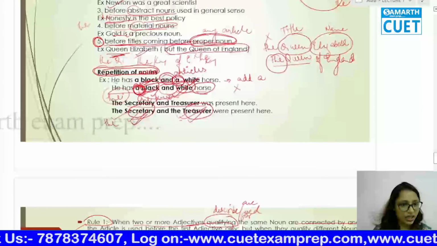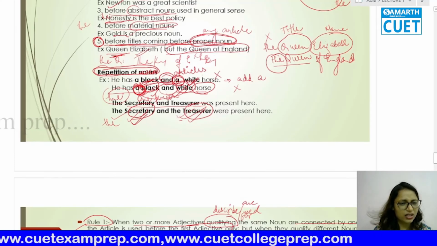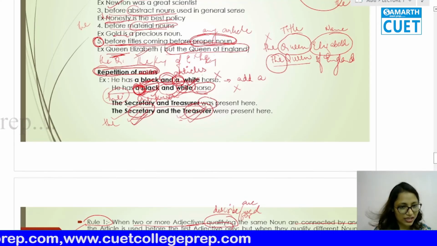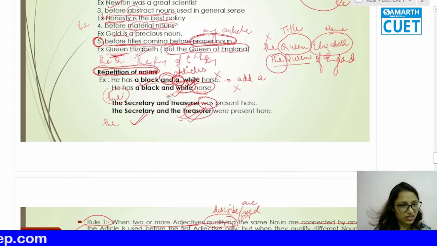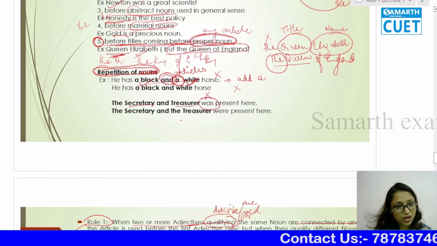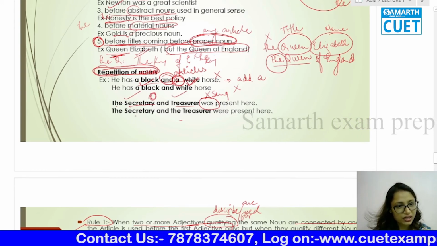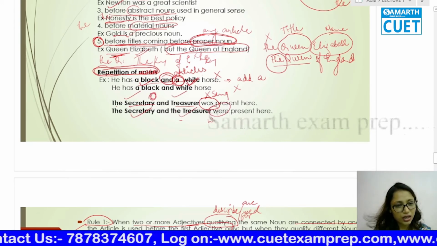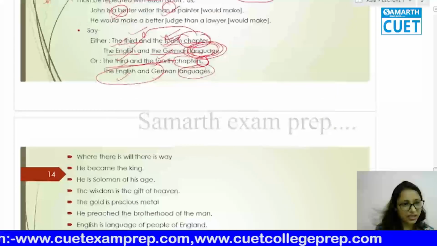Here, if you see, he has a black and a white horse, because we are using a, here we cannot say... but you see from this example, the secretary, just wait a minute, I'll just rub something off to make it clear for us. Okay, so let's see here, the secretary, the treasurer was, we were using a singular verb, because here the means only one singular person. The secretary, the treasurer, we were using a plural verb. Okay, so we will just discuss this again.